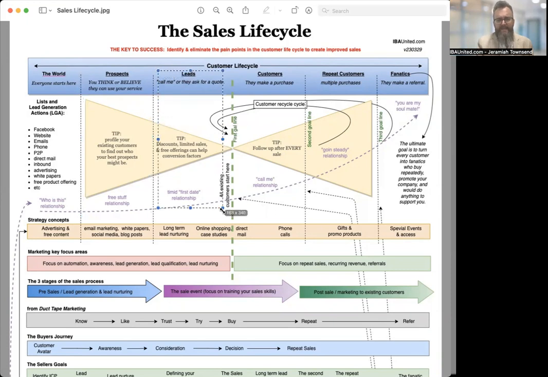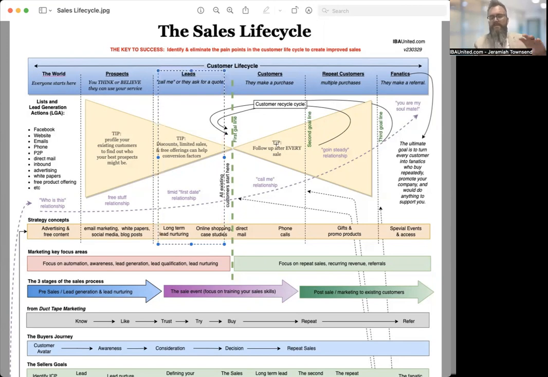And then you come into the lead stage. The lead stage really starts off with long-term lead nurturing. Usually they've already gotten onto your email list or onto a mailing list, or they've responded. And so now you're starting to develop a relationship. For simple companies, this lead stage might be very short. For complex companies, it might be very long. It just depends on your type of business. But this is where sometimes they do online shopping. Sometimes you do case studies with them, that sort of thing.